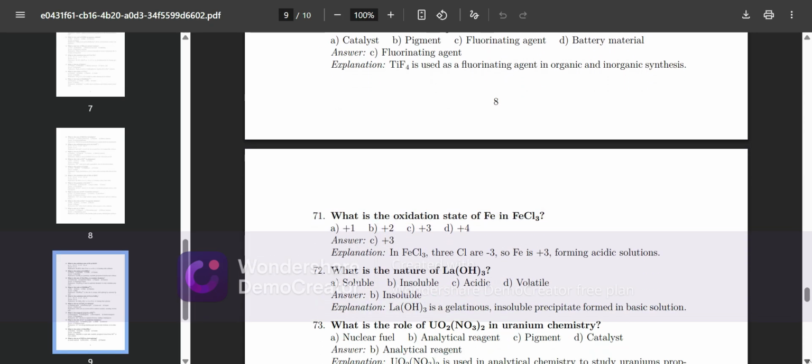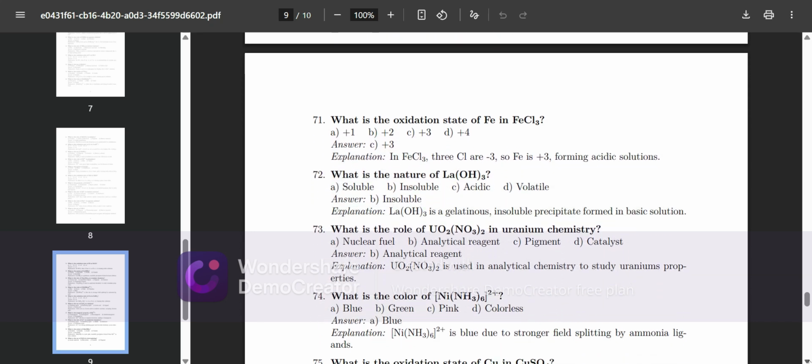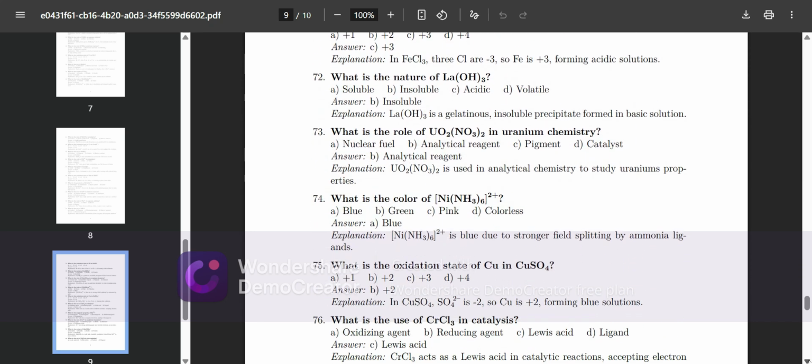What is the oxidation state of Fe in FeCl3? Chlorine is minus 3, so Fe is plus 3, forming an acidic solution. What is the nature of La(OH)3? Insoluble. La(OH)3 is a gelatinous insoluble precipitate forming a basic solution.